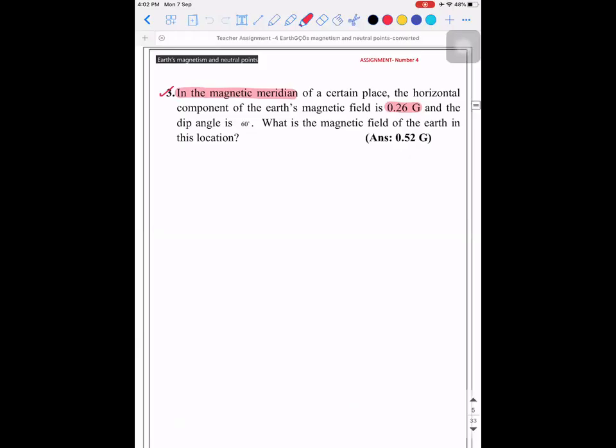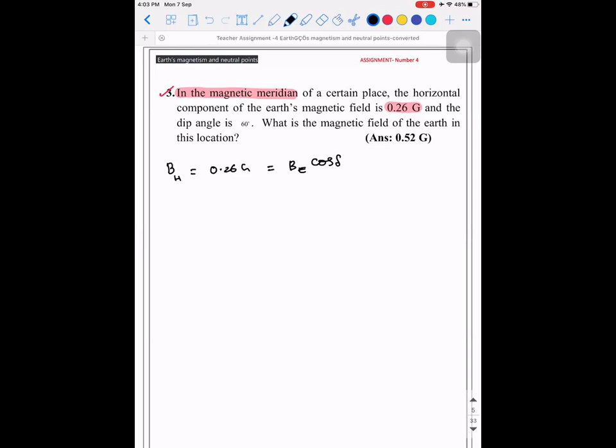Tell me how to do this. In the magnetic meridian of a certain place, the horizontal component of Earth's magnetic field is 0.26. So what have they given? We have to use the formula BH is equal to BE cos delta. It is not BV, BV is vertical. BE, sir. So it's BE cos delta, and the dip angle is 60 degrees.